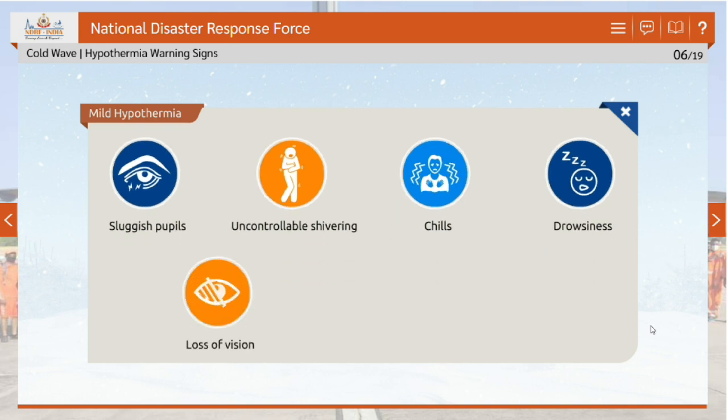Loss of vision means blindness or losing your ability to see well. Rapid breathing, breathing more than 20 breaths per minute. Slow pulse, heart beats less than 60 times in a minute.